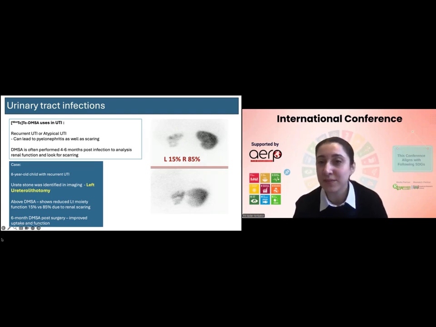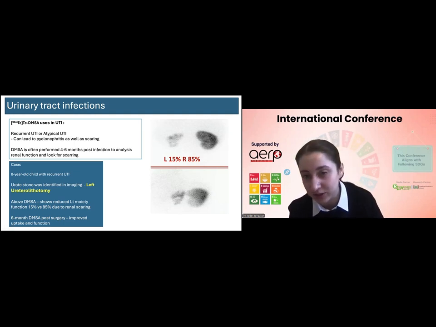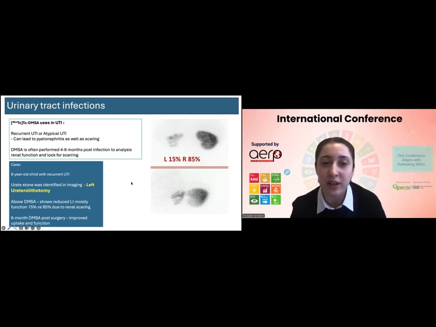The initial DMSA scan showed the left side had an uptake of 15%, whereas the right kidney had an uptake of 85%. And later on, this patient went on to have surgical intervention, left ureterolithotomy, and 6 months down the line had a repeat scan, which I don't have the split function for, but comparatively, you could see the left kidney has much better uptake after the surgery.